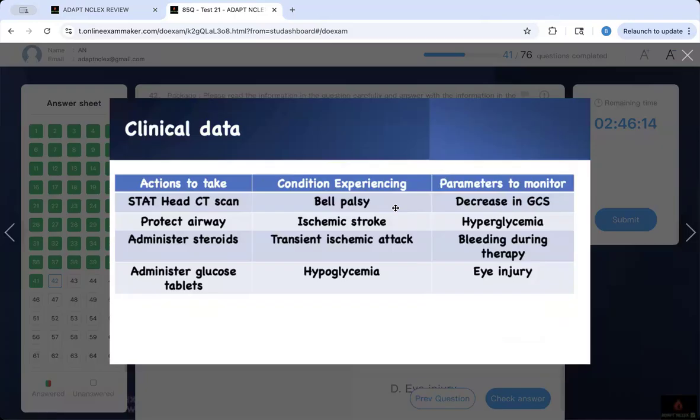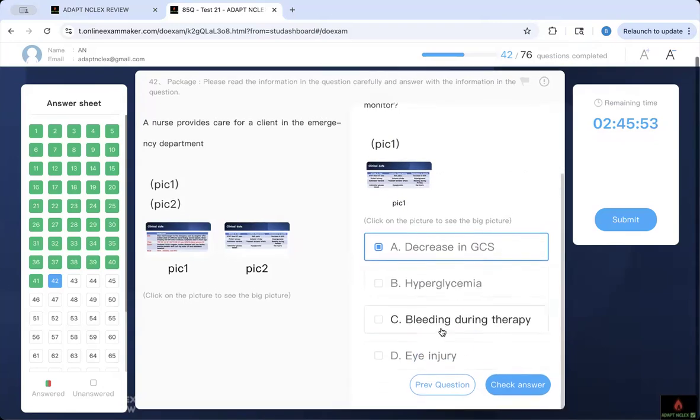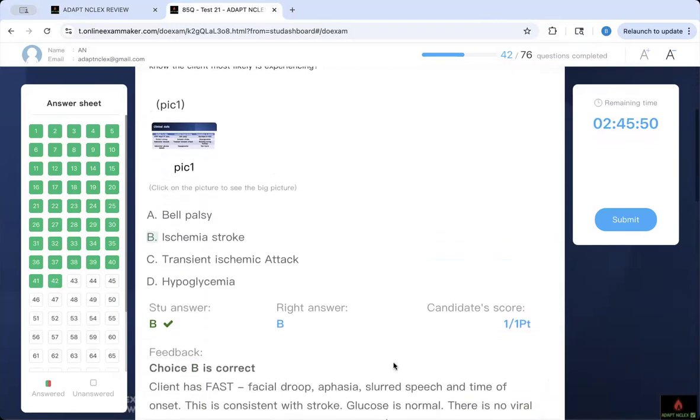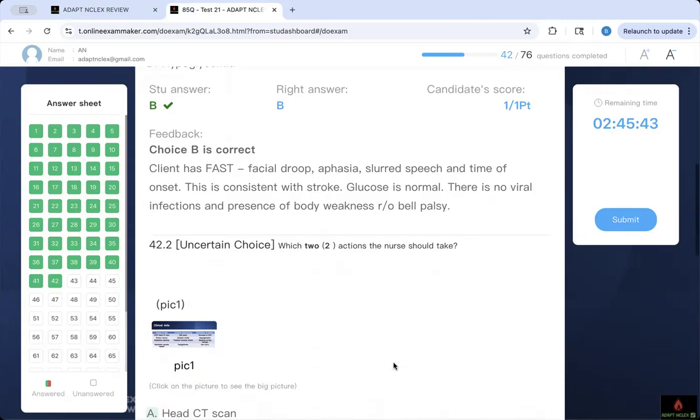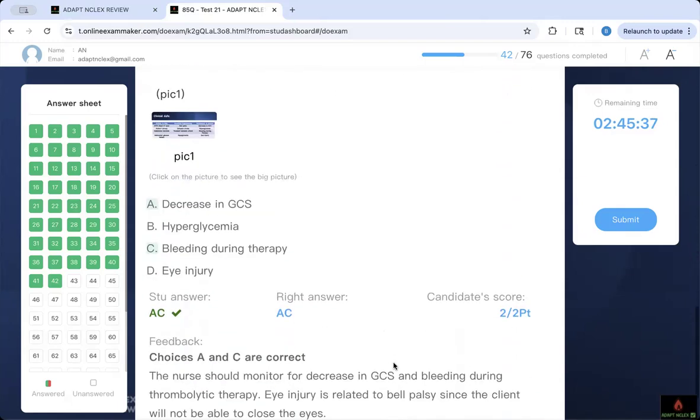Now, what two parameters am I going to monitor? Their GCS, their sugar, bleeding during therapy, or eye pain. They're not having an eye problem because this is not Bell palsy. If it's an ischemic stroke, they may need TPA, therefore they're going to bleed. And therefore, I have to worry about GCS and what? Bleeding during therapy. Both types of question, NCLEX practice question, NCLEX case study, next generation. You see how I solve it. Don't stretch too much. Know the way you can tackle them, and you can see that it becomes easy for you.